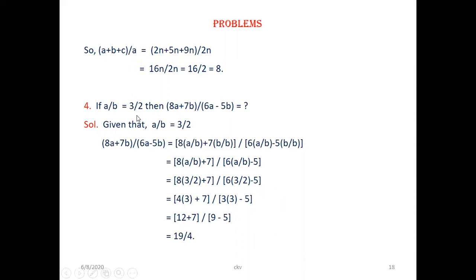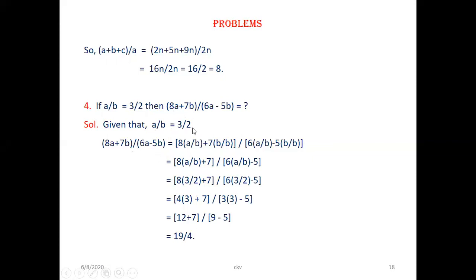See, if a by b is 3 by 2, then you are asked to find out the value of this fraction. It is given that a by b is equal to 3 by 2, and you are asked to find out 8a plus 7b by 6a minus 5b. Okay, so what is given? a by b is equal to 3 by 2. And what is asked? 8a plus 7b by 6a minus 5b.